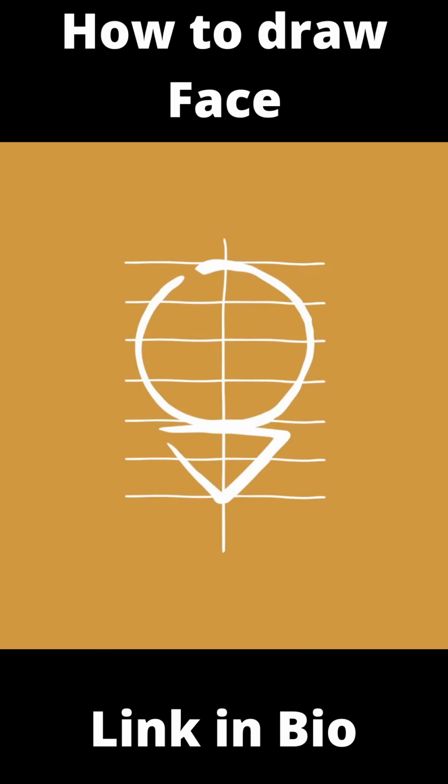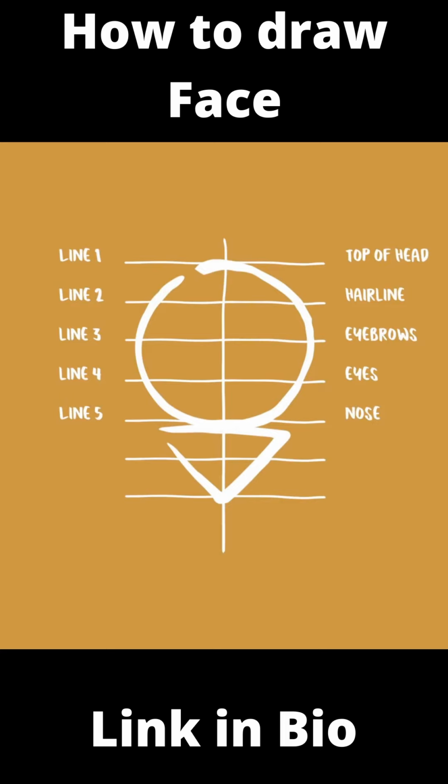Basically, line 1 is for the top of the head. Line 2 is for the hairline. Line 3 is for the eyebrows. Line 4, which is the halfway point of the head, is for the eyes. Line 5 is for the nose. Line 6 is for the mouth. And lastly, line 7 is for the chin.